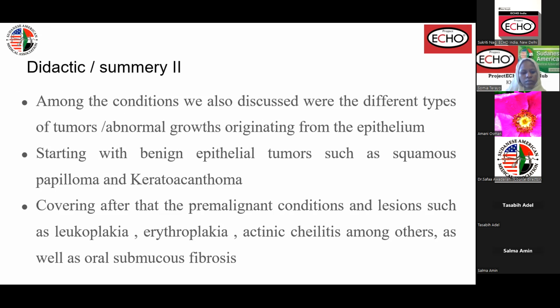Also, among the conditions we discussed were the different types of tumors or abnormal growths originating from the epithelium, starting with benign epithelial tumors such as squamous papilloma and keratoacanthoma. Covering after that the pre-malignant conditions and lesions such as leukoplakia, erythroplakia, actinic cheilitis, among other conditions. Erythroplakia, leukoplakia and actinic cheilitis are actually lesions. We also looked at some conditions, for example, oral submucous fibrosis.